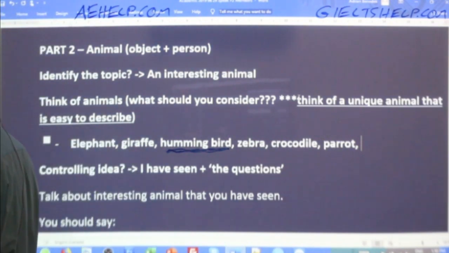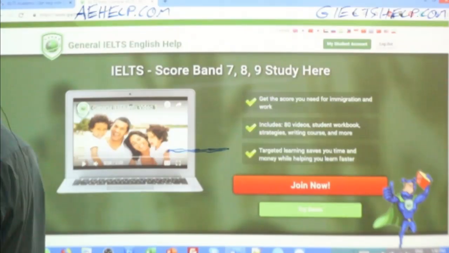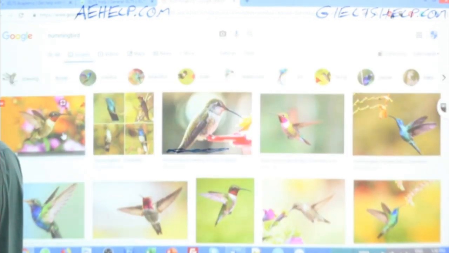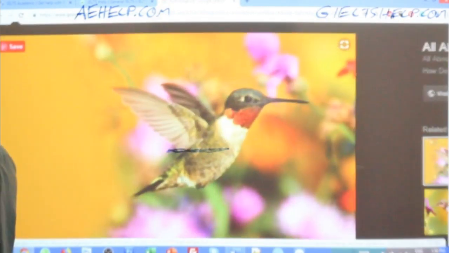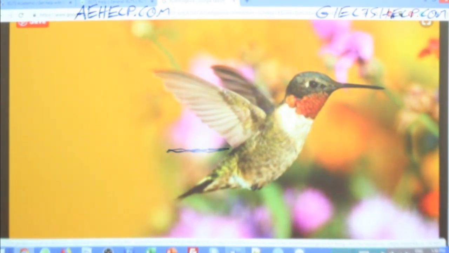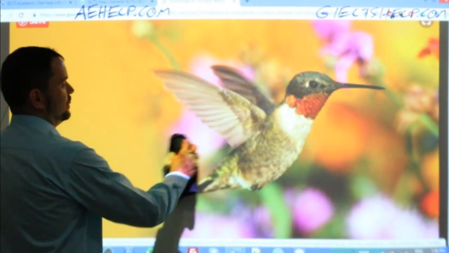Here, let's do something fun. I'll help you out a little bit here. Okay. That's what a hummingbird looks like. Okay, there is your hummingbird. Now, is it clear what we're talking about? Is everybody clear about what is a hummingbird?